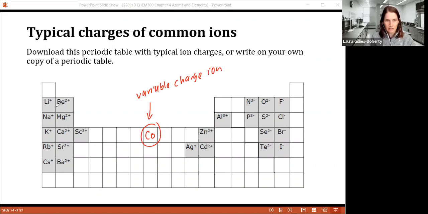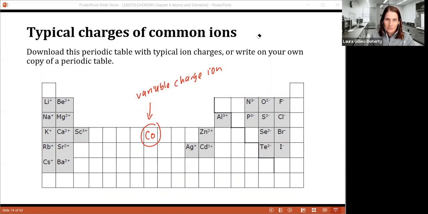All these ones in gray, like potassium and sodium and lithium, they're always going to have this charge. When lithium forms an ion, it's always going to make a +1 ion. When sodium turns into an ion, it's always going to make a +1 ion. When magnesium turns into an ion, it's always going to make a 2+ ion. That's what the ones in gray boxes mean. They have set ion charges. But anything that's not in a gray box is a variable charge element, where the ions could have different charges.